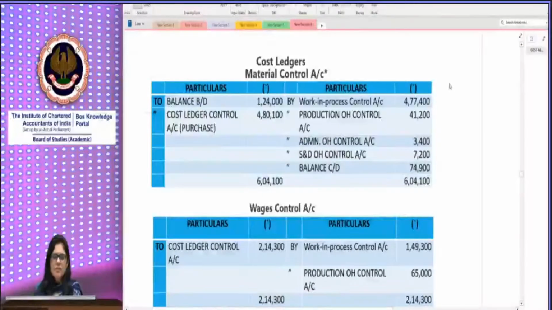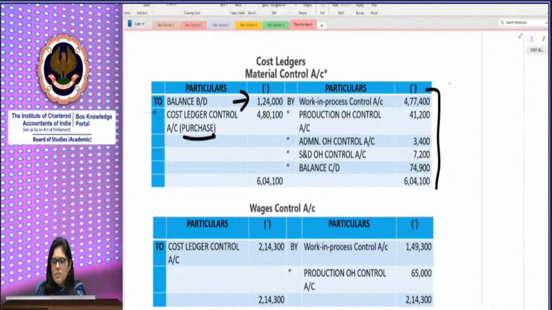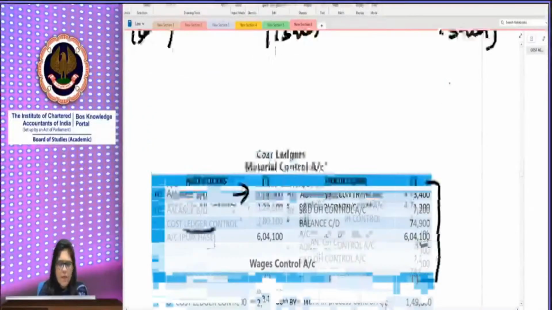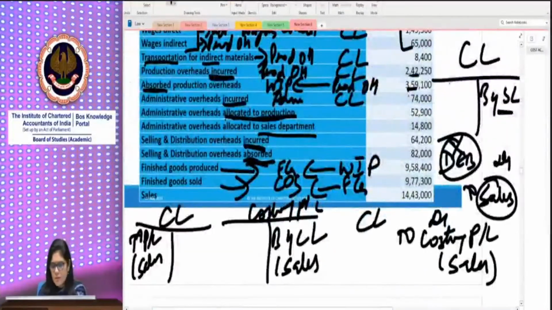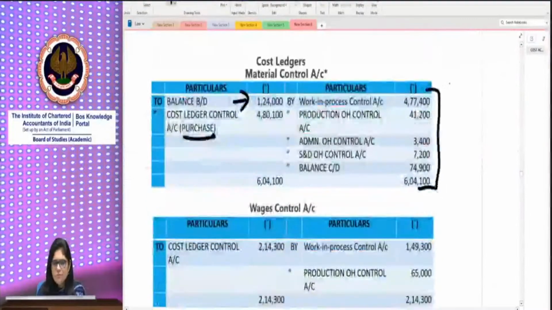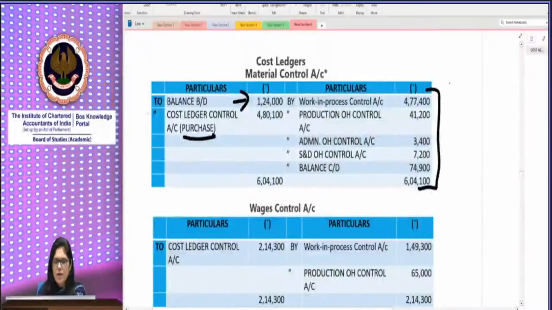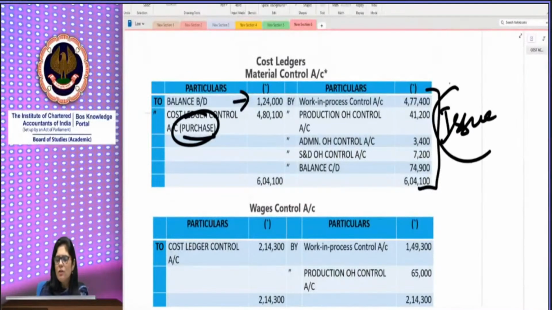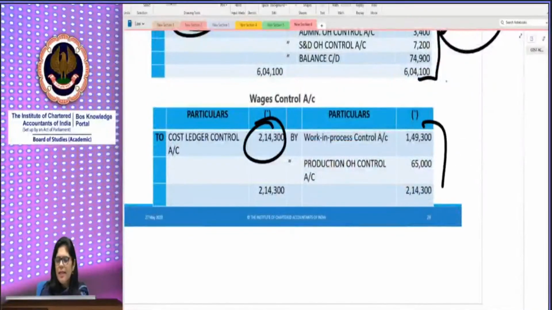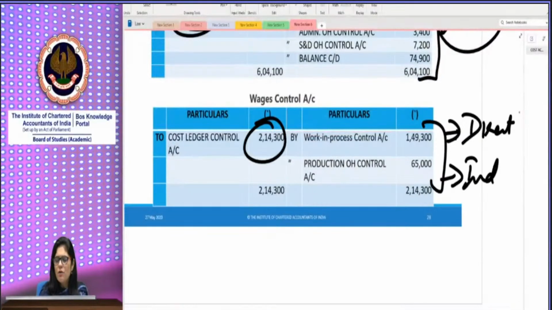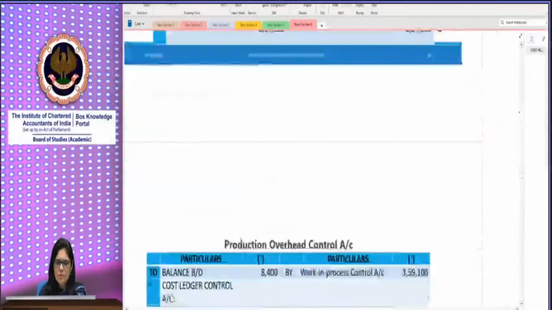So this is the cost ledger control account. This is the opening balance. This was the purchase, and these were all the balances. How much was the sales here? 1443. This is the material control account: purchase on the debit side and all the issues on the credit side. Wages control: first you pay, then you transfer. Direct you transfer to WIP, indirect you always transfer to production overhead.